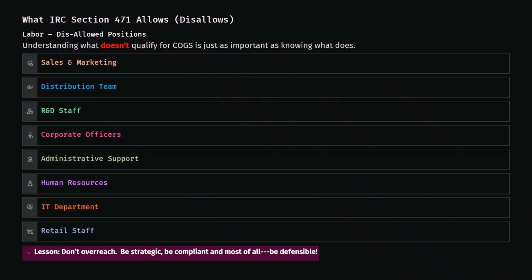So the lesson is don't overreach. If you try to include everything, you risk an audit, and a disallowed deduction could trigger penalties, interest, and even a bigger 280E tax bill. So be strategic, be compliant, and most of all, be defensible.